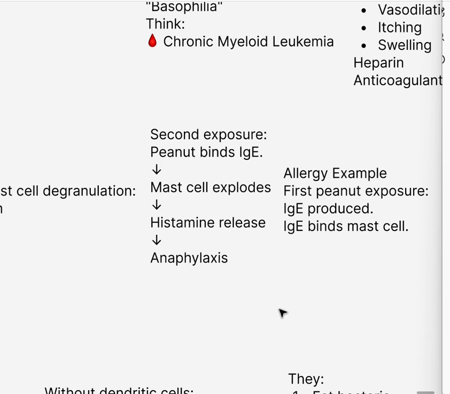So what does heparin do? Mast cells store a lot of heparin. And heparin is an anticoagulant, so it inhibits clotting. Why? Because during inflammation, blood flow increases, and heparin helps keep the blood moving through the inflamed area. So heparin is an anticoagulant released by the mast cells.